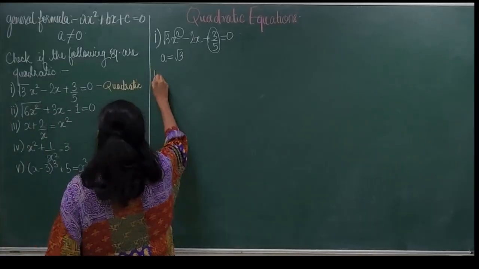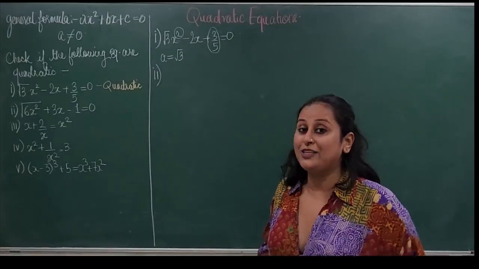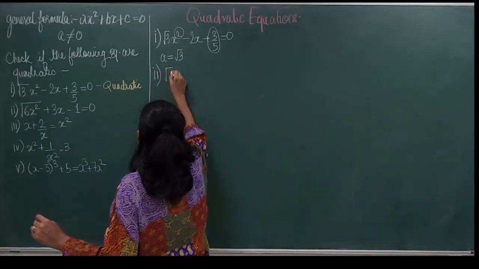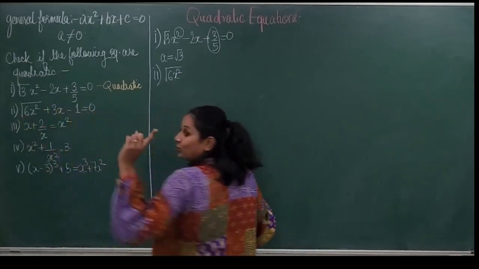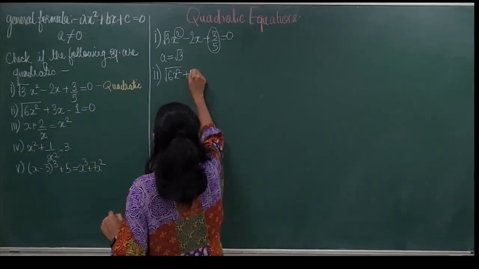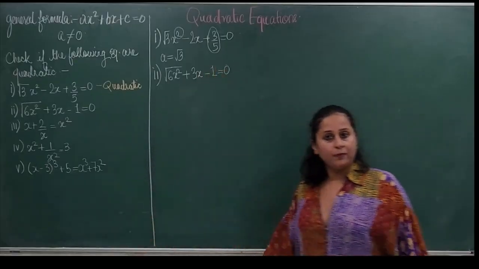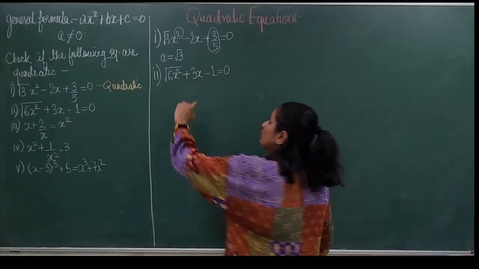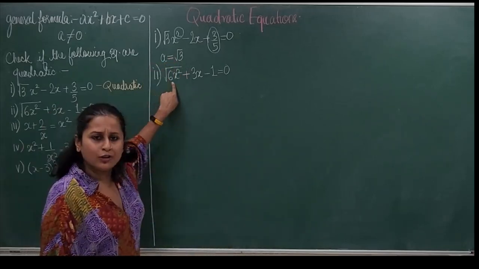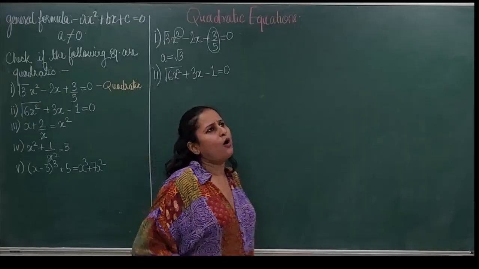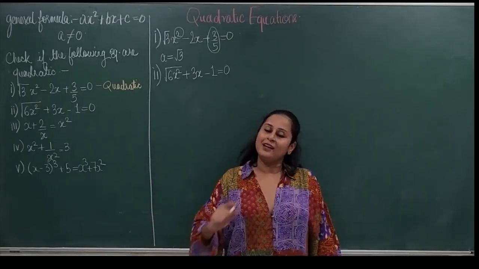Coming to a second question. Now look at this. Be very careful when you are looking at a question. Square root of 6x square, the whole thing is inside the root. Be very careful. Plus 3x minus 1 is equal to 0. Now, here we do have an operation on x square. What is the operation? Square root. So what is the square root of 4? It is square root of 2 square. The final answer is 2.